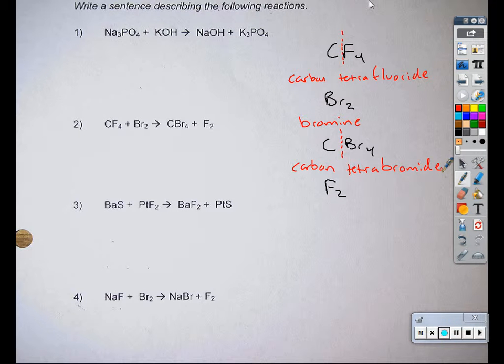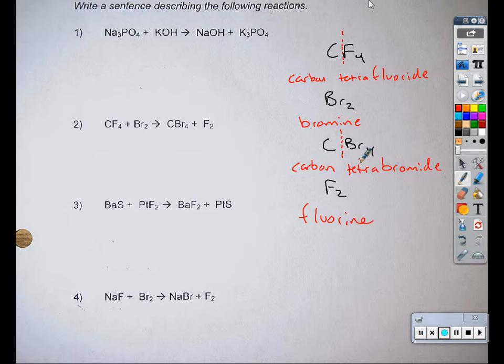Finally, F2. 1 capital letter, nothing to split. It's an element again. And F is fluorine. Again, you ignore the 2 when there's only one capital letter. It's there because it has to be there. It's one of the 7 diatomic elements. It doesn't do anything to what you call it. We only worry about the monos, dis, tris, tetras when we have 2 or more capital letters.